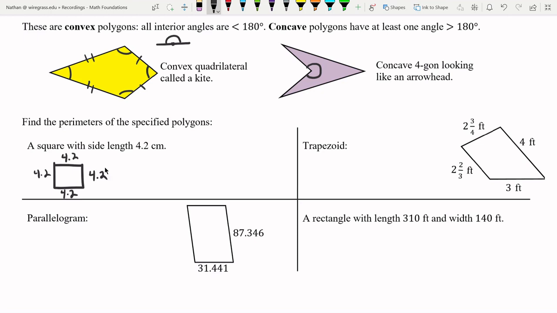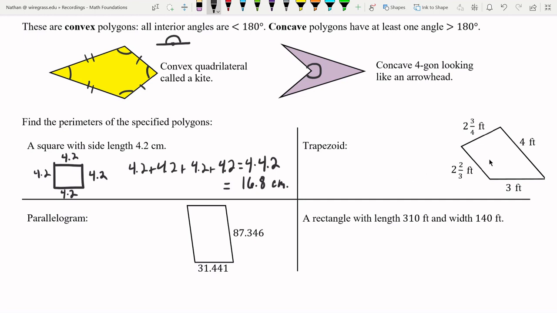And the perimeter then is just going to be 4.2 plus 4.2 plus 4.2 plus 4.2. Which of course is the same thing as 4 times 4.2. That's going to give us 16.8. And this is in centimeters, so that is the perimeter of this square.